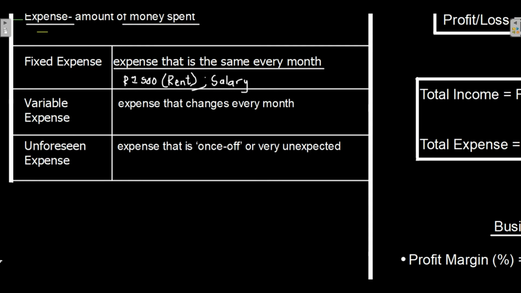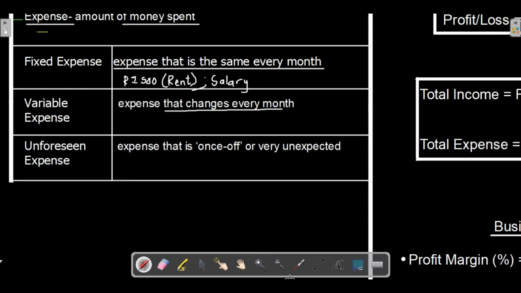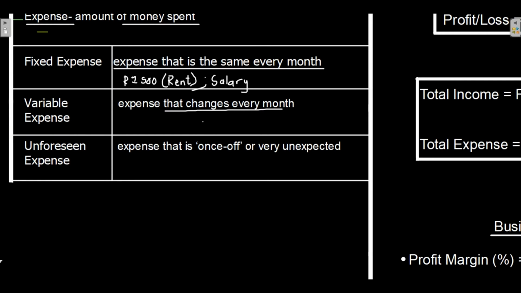Then a variable expense. This is an expense that changes every month. It's not the same, it keeps on changing, right? So a variable expense on a personal level could be your toiletries, your living expenses. So the clothes, food, those will not stay the same each and every month. Maybe you're not going to buy a lot of clothes this month, and you buy a lot of clothes next month, and so on. So the living expenses do change. They can be a certain amount of money this month and a different amount of money next month.